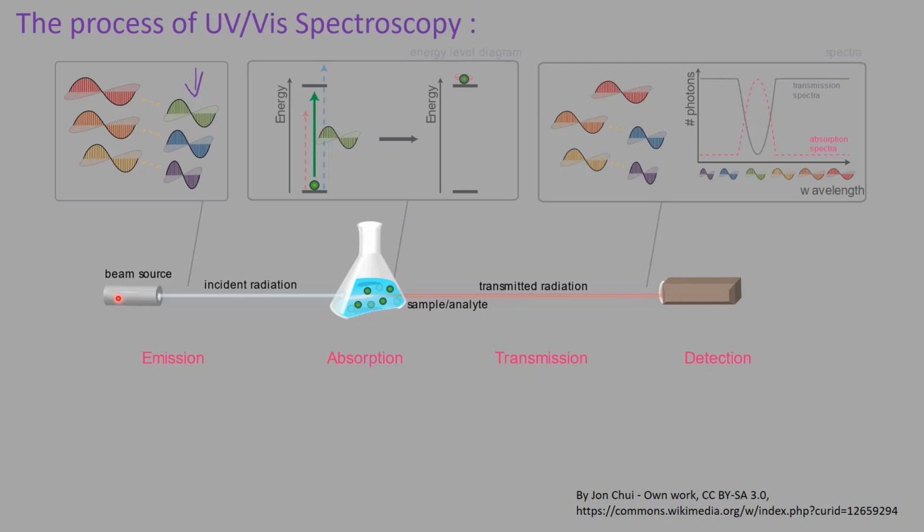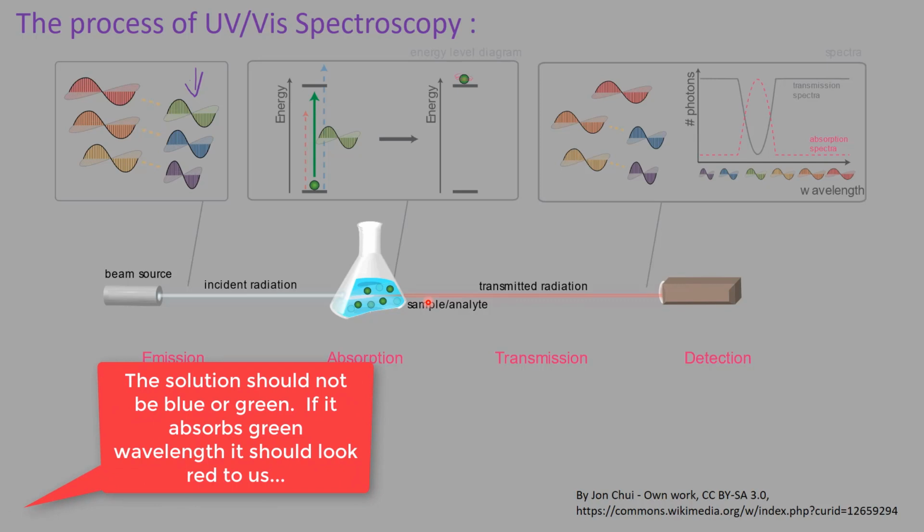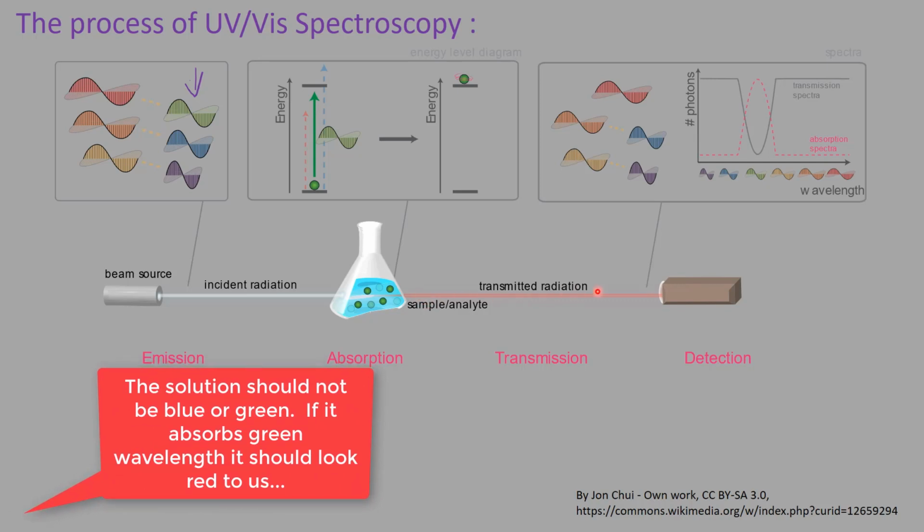And so they have this beam source right here, and it's shining the light onto the solution right here, right? When we shine the light on here, the electron goes up in energy, right? It absorbs the light and goes up in energy. Then what we actually see that's transmitted through the sample is the red color, the red light. All right.